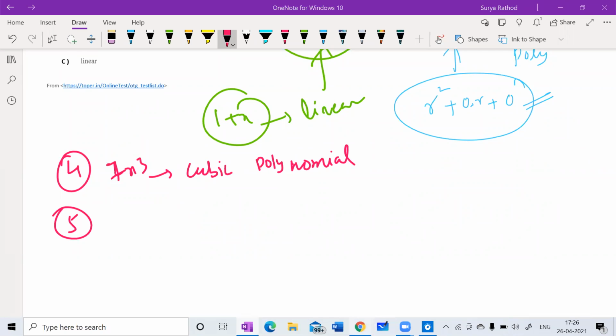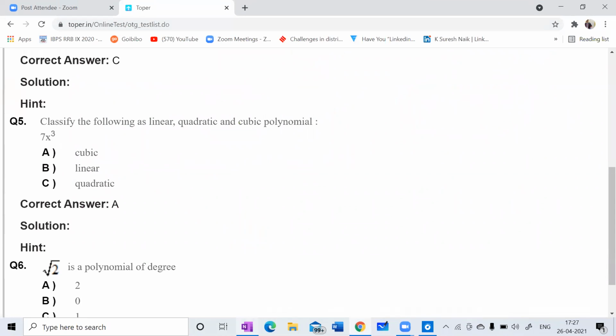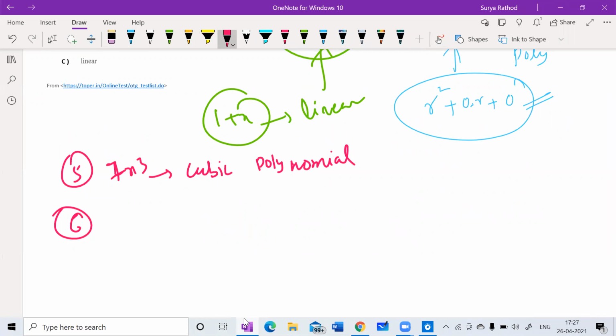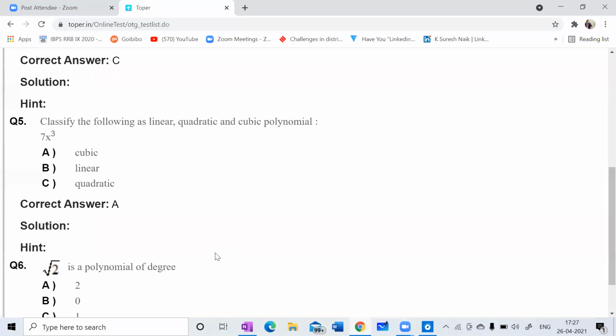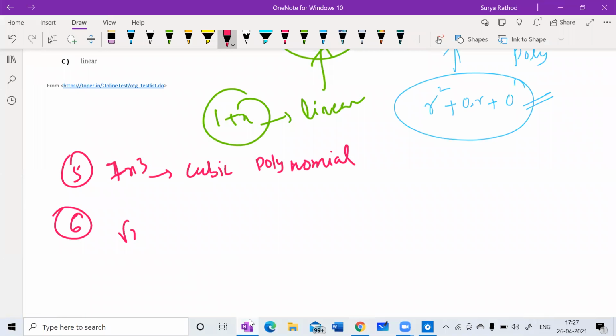Shall we go for the next question? Yes, sir. Whatever we have discussed was the fifth question, and the sixth question we'll discuss now. What is the sixth question? Root 2 is a polynomial of degree... Zero. Root 2 is a monomial of degree 0. All right, it's a monomial.